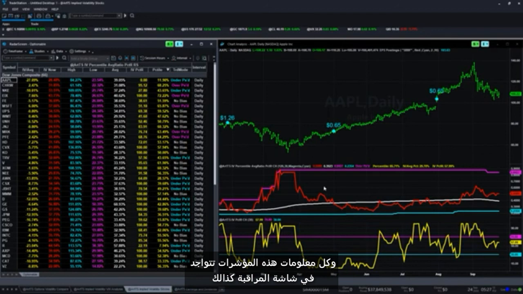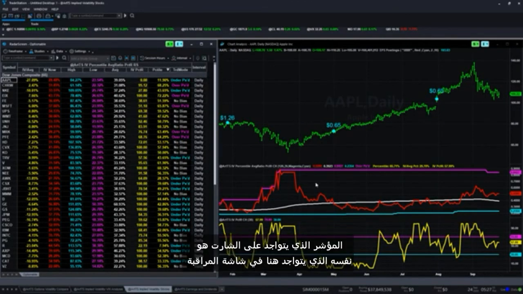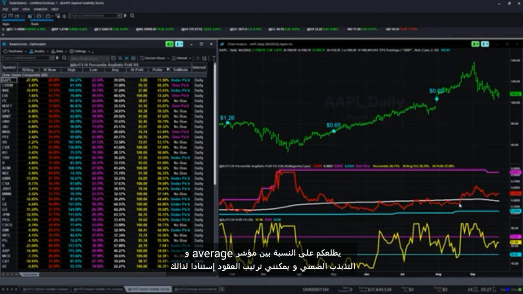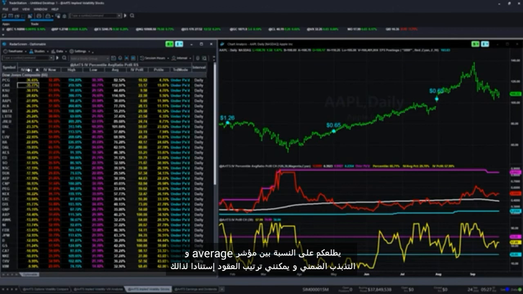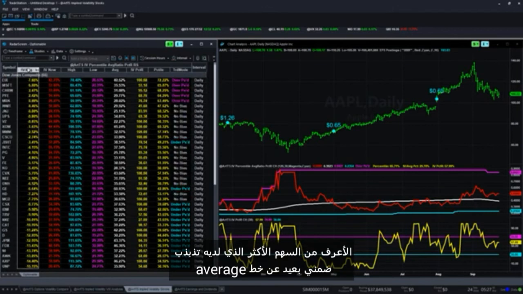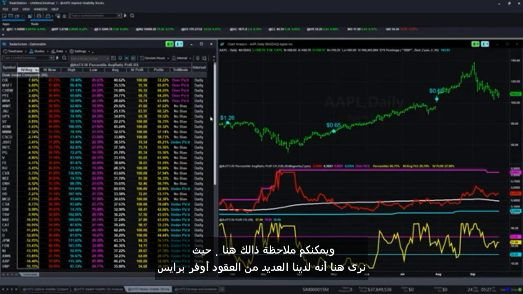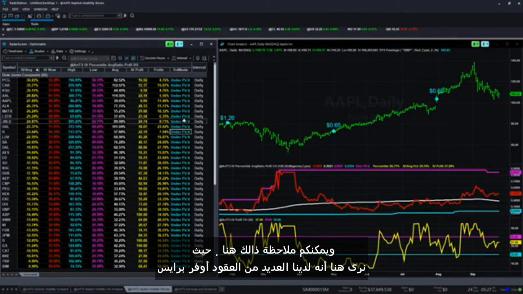And then all of those concepts for this indicator here are available in radar screens. So this indicator in the chart is the same indicator here as radar screen. It shows you the ratio between the average and the implied volatility, and I can sort on that to see which stocks are the farthest excursion, either above or below the average. And you can see that when I do that, you can see the underpriced and overpriced values. A lot of these are underpriced right now.